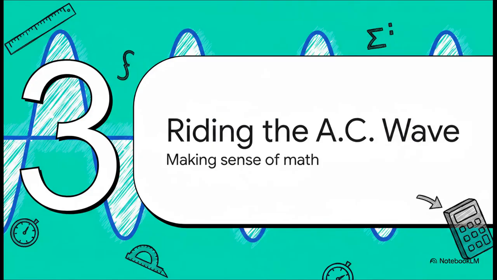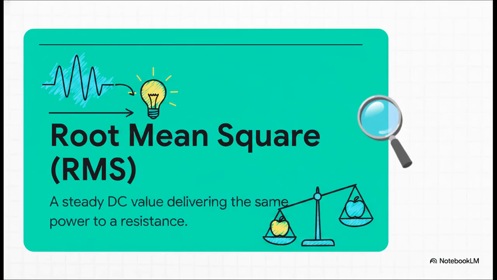Okay, part 3, riding the AC wave. Let's make some sense of the math. So, with our cast of characters introduced, the absolutely crucial thing to understand next is RMS, or root mean square. Since AC is constantly changing, it's peaking, it's dipping, it's reversing, how do we even measure its true impact? Well, RMS is simply our way of comparing apples to apples. It essentially finds the equivalent direct current value that would deliver the exact same average power to a resistance.